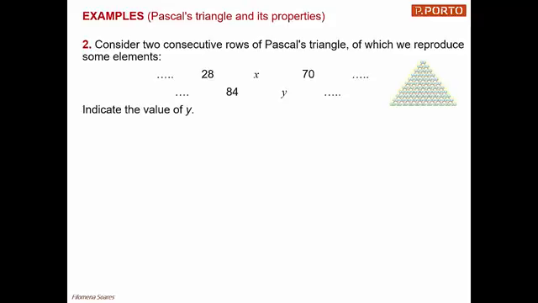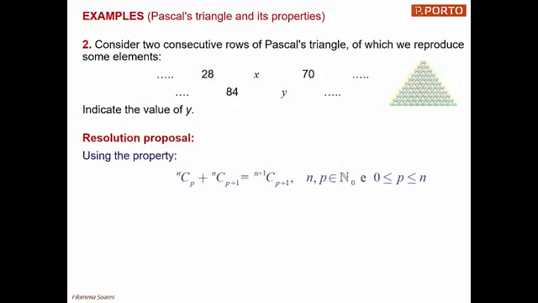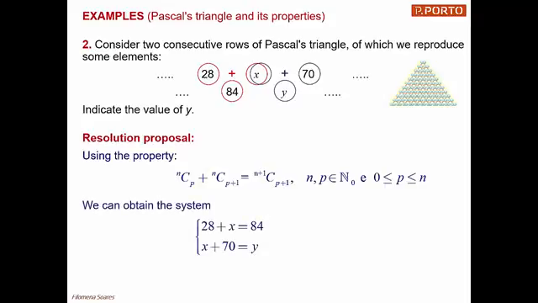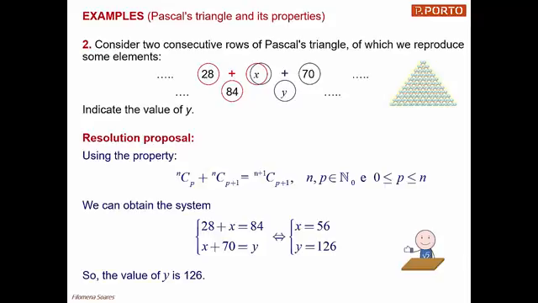For a last question, consider two consecutive rows in Pascal's triangle, of which we reproduce some elements: 28, x, 70, 84, y. Indicate the value of y. Using the property that the sum of two consecutive elements in a row gives the element just below in the next row, we have that 28 plus x equals 84, and on the other hand, x plus 70 equals y. So in this case, we have just a system of two equations to solve, and we get x equals 56 and y is 126.